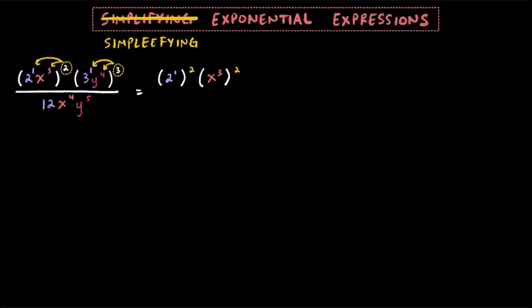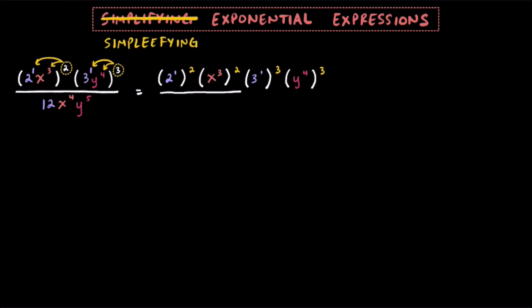Finally, we're going to take this second set of parentheses, and we have 3 to the first power. This 3 to the first power is going to be raised to the third power. And then finally, in that last part of this second parentheses, we have this y to the fourth power. But again, we're going to have 3 of those, so we're going to raise that whole thing to the third power. So that's going to be the whole numerator here.